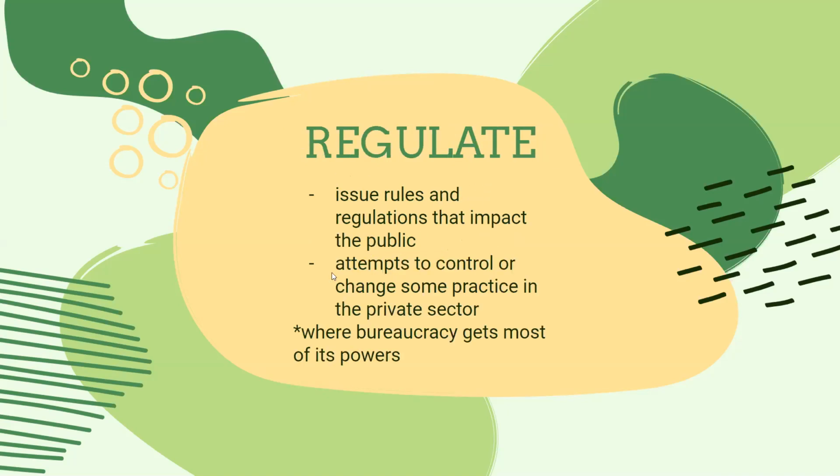And then they can regulate. So this is where the bureaucracy gets most of its powers. So they can issue rules and regulations that impact the public, and they can attempt to control or change some practice in the private sector. So the Department of Homeland Security, they made the rule where you had to take off your shoes at airports. They made that rule because that's their area of specialization.